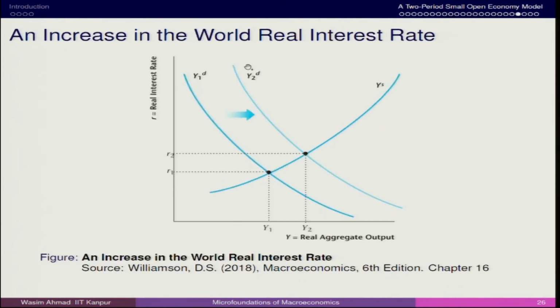Now, here we have an increase in the world interest rate. So, once we have the increase in world interest rate, it becomes important that earlier you were at R1, where you have the output supply curve. Now, because of this increase in the world interest rate, what typically happens is that you have more of the earnings coming from abroad.